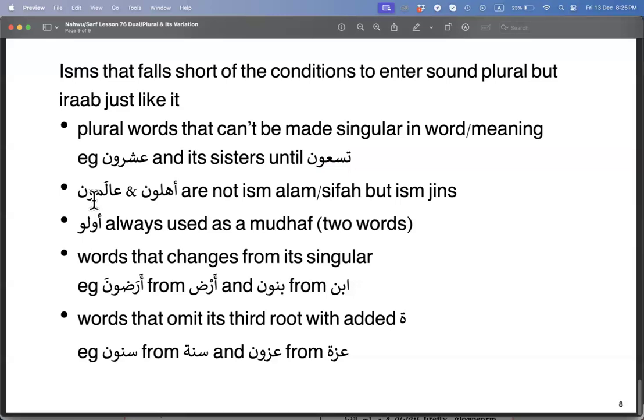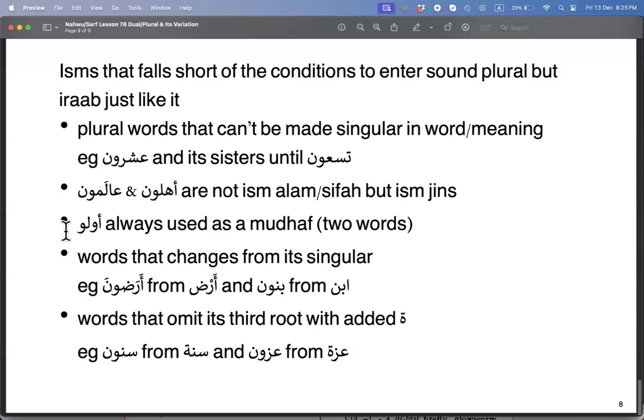These are ism jins, not ism alam or ism sifah. They are not names and they are not ism sifah, they are ism jins. We have ulu. Ulu is actually uluna, but it's always going to be a mudaf, so it's ulu. This is the other jamak for dhu, basically. So, dhu, yes, possessor.